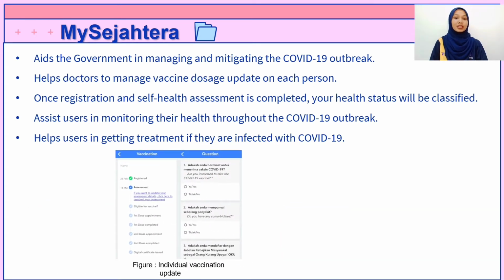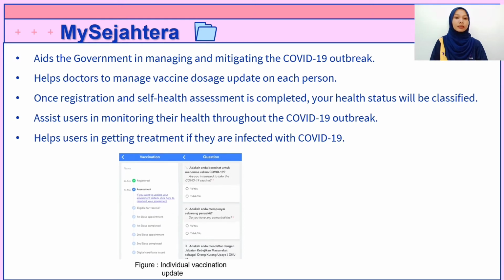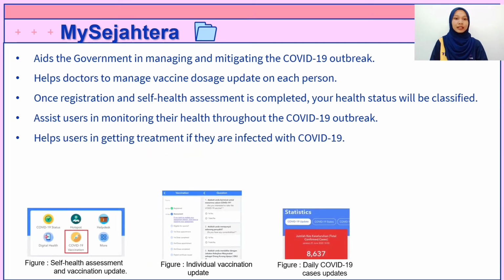Thirdly, once registration and self-health assessment is completed, your health status will be classified as low risk, casual contact, close contact, person under surveillance, suspected case or confirmed case. By having such access, it helps users in monitoring their health throughout the COVID-19 outbreak.